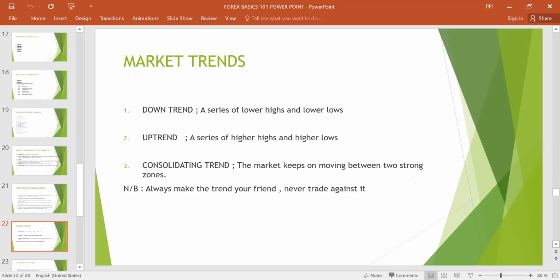So market trends, we have downtrend. Downtrend is a series of lower highs and lower lows. Uptrend is a series of higher highs and higher lows. And then in a consolidating trend, the market keeps on moving between two strong zones. When we are on a downtrend, it's basically a sell. The market is doing a series of sells and retracements. Retracements is when the market is on a downtrend and then it tries to get back up and then it goes down again, gets back up and then goes down again.